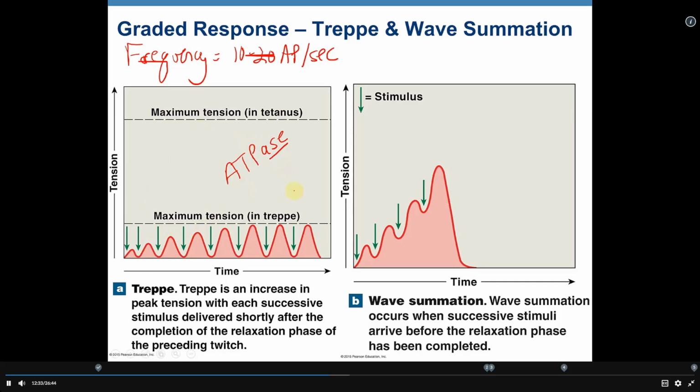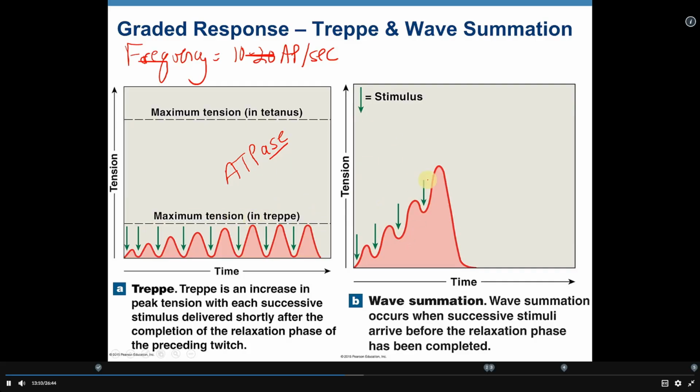So what's going on here is the frequency is still fairly slow, even though it might not seem that way, 10 to 20 action potentials per second. But what happens is, because it is at the speed it's at, there's not enough time for the calcium to be reabsorbed into the terminal cisternae, and so each successive contraction is stronger. This is treppe. Now, when we're doing a sustained activity like running or playing tennis or swimming for 30 minutes, this is not what's happening in your muscles.